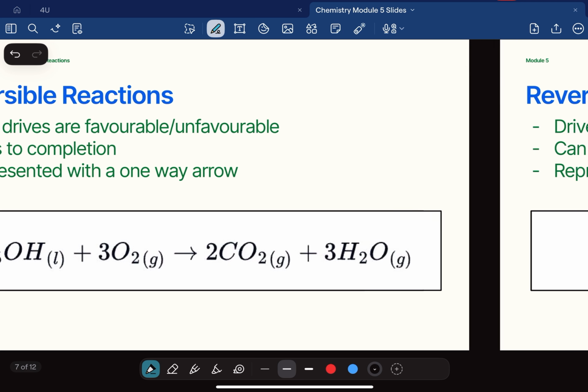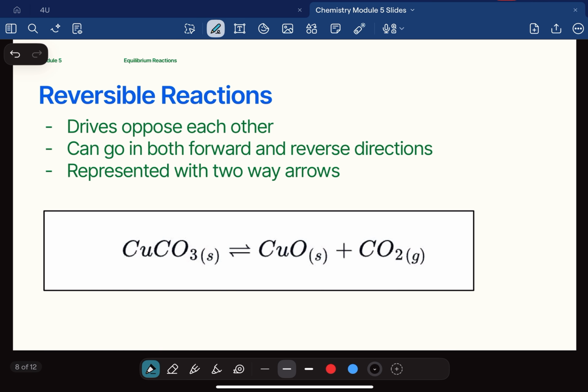Now, when you look at reversible reactions, there's one clear difference. The drives oppose each other, and this allows the reversible reaction to happen. It can happen in both forward and reverse directions, and you represent it with this arrow. You draw it like this. It just shows that the products can form reactants and the reactants can form products. So for this one, the thermal decomposition of copper carbonate, the delta H value is negative. It is endothermic.